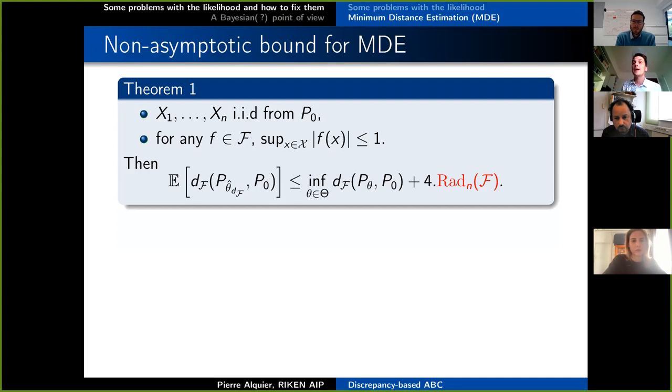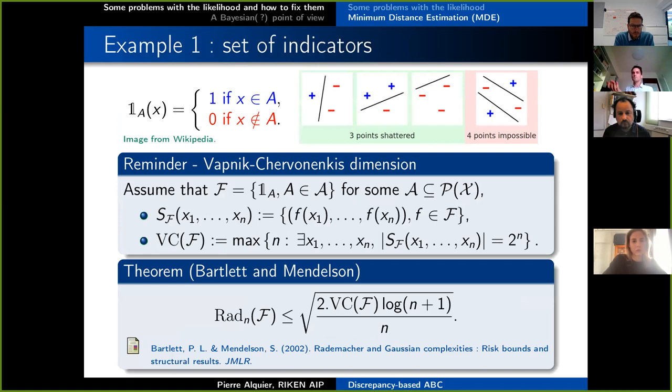So an old result is as follows, by Bartlett and Mendelson, that the Rademacher complexity of F can be bounded by the square root of twice the Vapnik dimension times log n over n. So essentially, if the Vapnik dimension is finite, then the Rademacher complexity will go to zero.